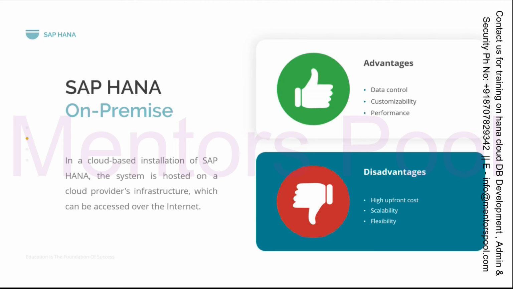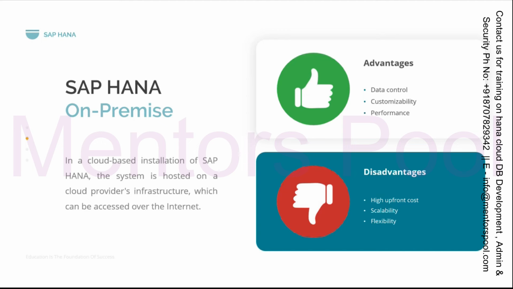Moving on to the on-premise. SAP on-premise. What are the advantages and disadvantages? Again, please excuse me for the description. In the on-premise installation of SAP HANA, the system is deployed in the company's own IT data center or infrastructure. And here are the key advantages and disadvantages of an on-premise installation.